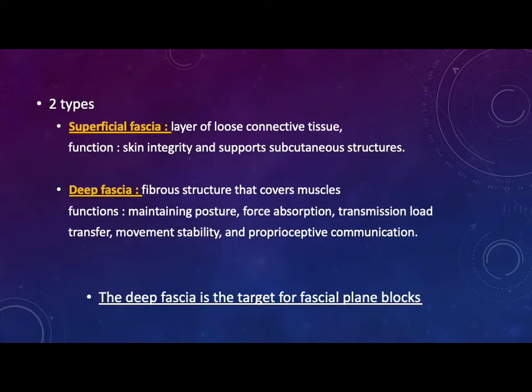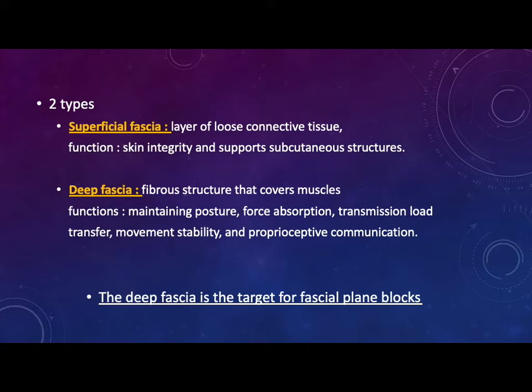So there are two types of fascia, which are superficial fascia and deep fascia. Superficial fascia is a layer of loose connective tissue. It functions to maintain skin integrity and support subcutaneous structures. Deep fascia is a fibrous structure that covers muscles. Its function is to maintain posture, absorb force for movement stability and proprioceptive communication.